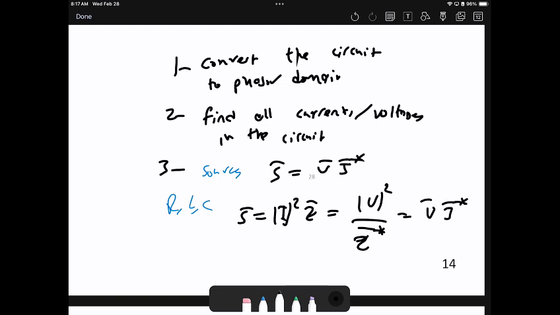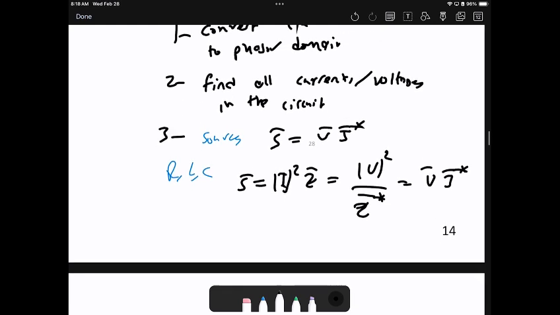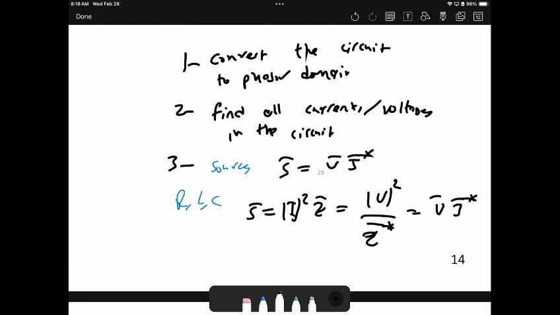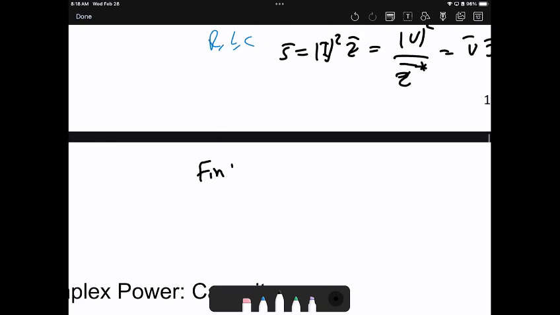Okay? Does this make sense? How about if the question says find the real power? If the question didn't ask you to find the reactive power, just find the real power. The first thing, whenever you see any inductor or capacitor, you will say the real power will be 0. So here, if the question says find P, then at the beginning of the question, you will say for L and C, P equals 0.